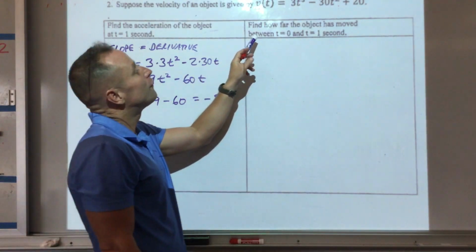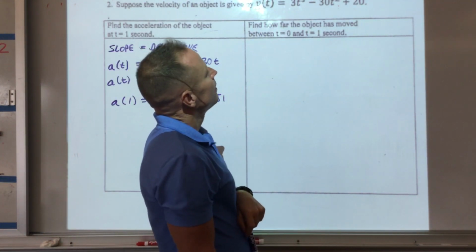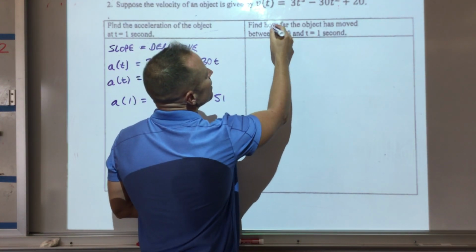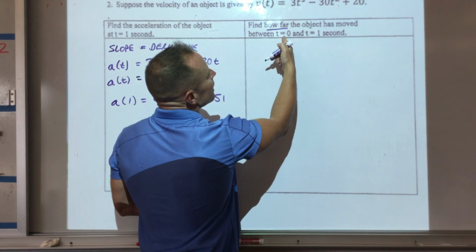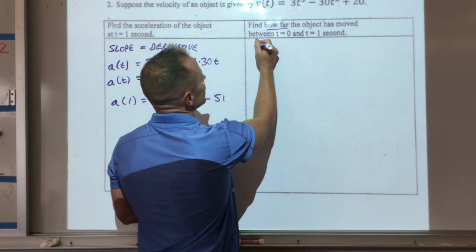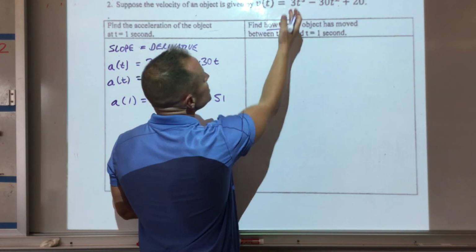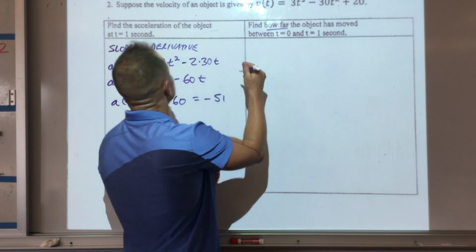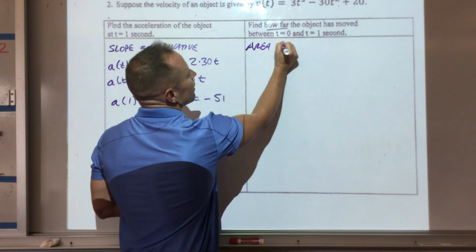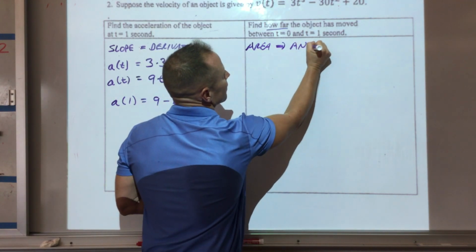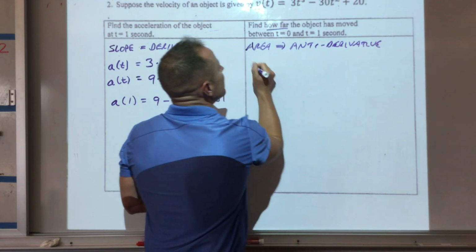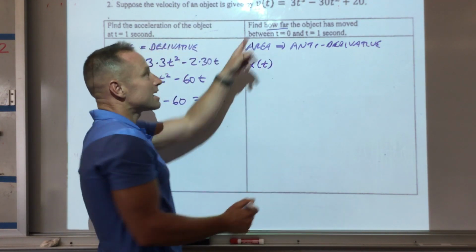And then how far it's gone, right? Well, to find how far, between t equals 0 and t equals 1, what you want to do is calculate where it is at t equals 1 and where it is at t equals 0. So what we need is the position function, right? Well, to get the position from the velocity, it's the antiderivative, or the area. So we need to get the antiderivative. Okay, so x of t is going to be the antiderivative of this thing.